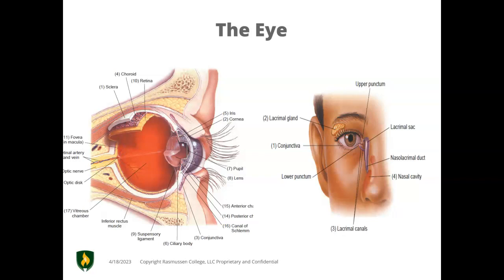The final layer is the sensory tunic. This is the innermost layer, and it is the delicate, double-layered retina. The retina is responsible for the reception and transmission of visual impulses to the brain. It has 2 types of visual receptors, rods and cones. Rods function in dim light and produce black and white vision, whereas cones function in bright light and produce our color vision.